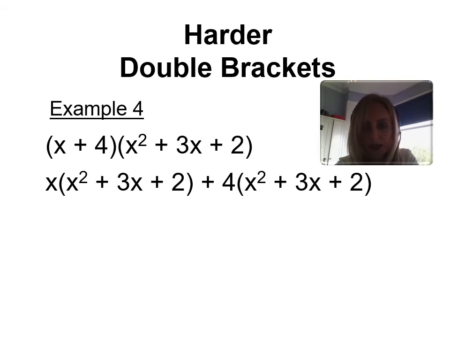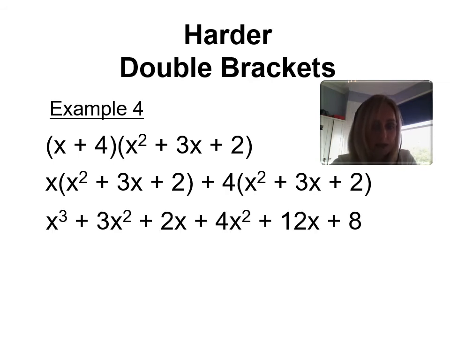Now we're going to end up with more terms. Going to end up with 6 terms rather than the 4 that we've been seeing from our previous examples of double brackets. But that's fine. We just have to be a bit careful in terms of getting our like terms together at the end. But follow that process of the term outside the bracket, so our x multiplied by each term inside the bracket. So that becomes, for that first one, x cubed plus 3x squared plus 2x.